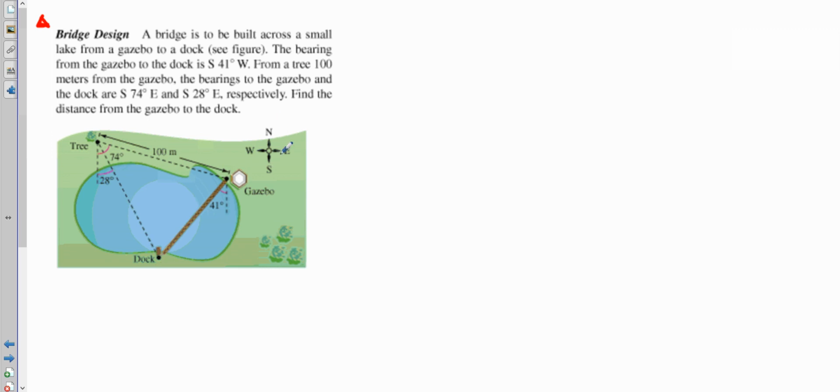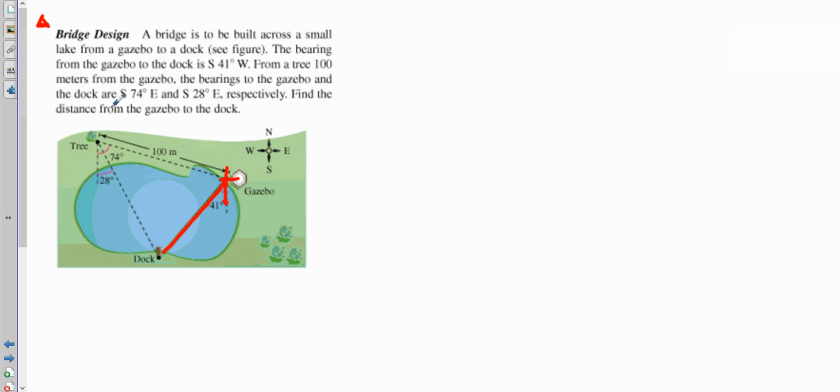They have north, south, east, and west that way. It says the bridge is built across a small lake from a gazebo to a dock. So here's the gazebo, and here's the dock. The bearing from the gazebo to the dock is south 41 degrees west. When you think about that, we're going to go south, straight down, and then to the west, to the left. So what we create is this right here, and that's the dock, and that's where we get our angle right there. From a tree 100 meters from the gazebo.